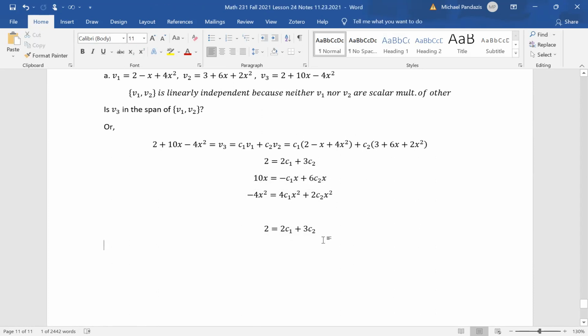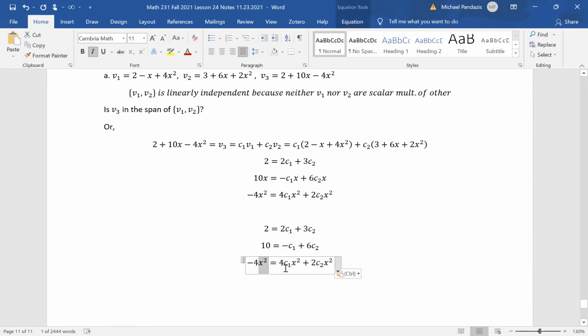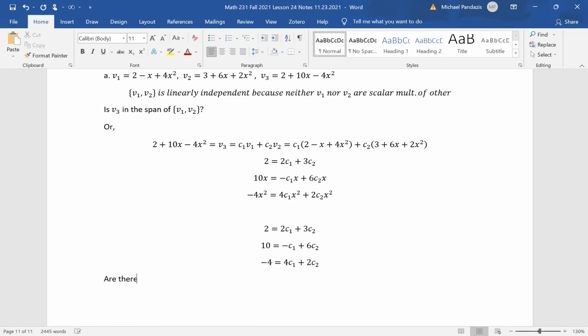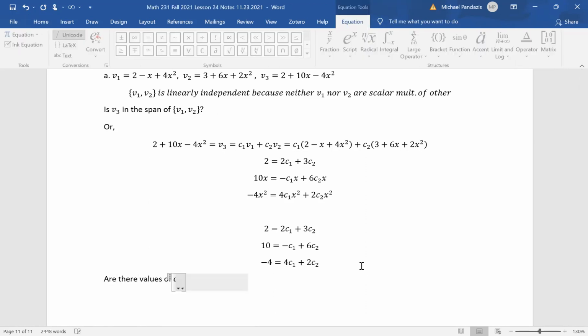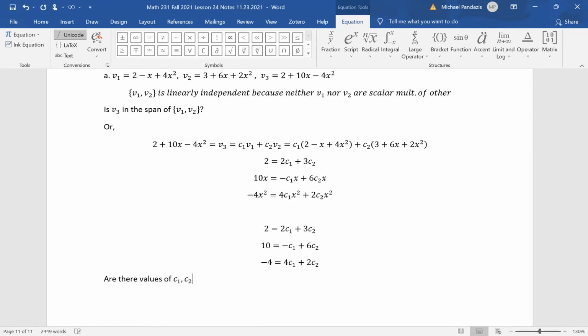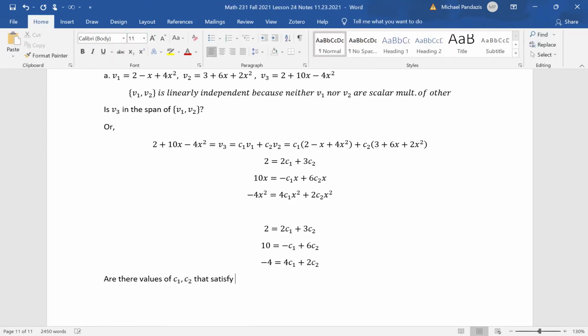You have the second one, but the x's, you don't really need them. You have 10 is equal to negative c1 plus 6c2. And then the third equation, you have negative 4 has to equal 4c1 plus 2c2. So what you want are c1 and c2 that satisfy all three of these equations. Are there values of c1, c2 that satisfy all three equations?